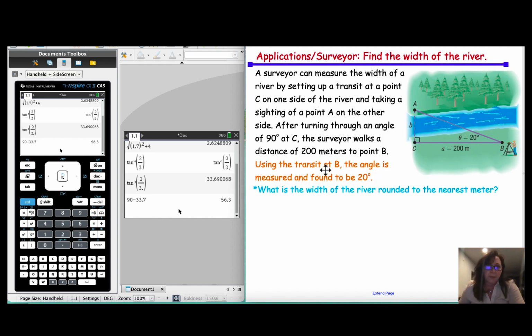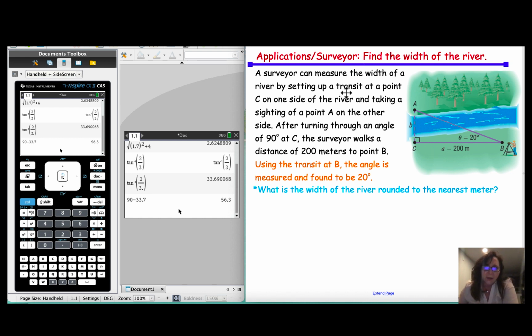The next problem is an application problem. It's not a solve the triangle, it's just find a side. So this is regarding a surveyor. Surveyor is very important because they are doing all of our very, very exact measurements.